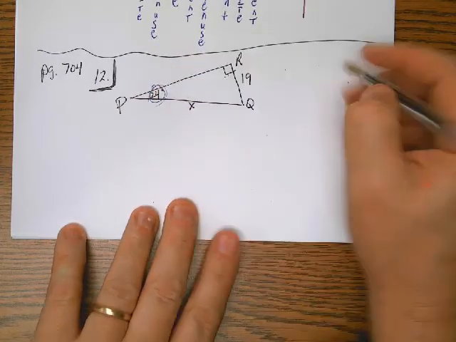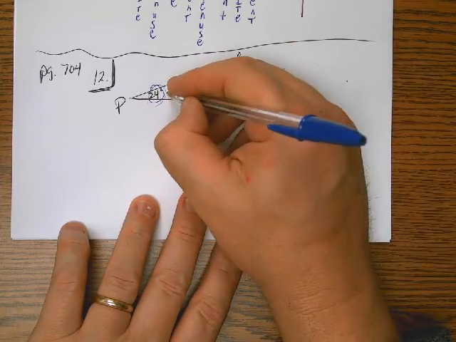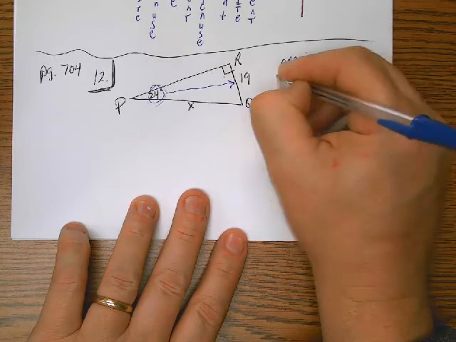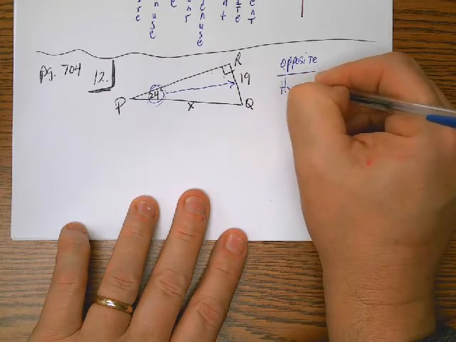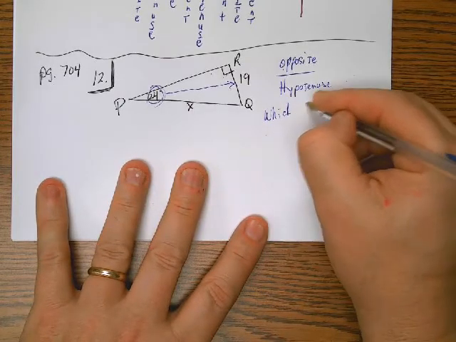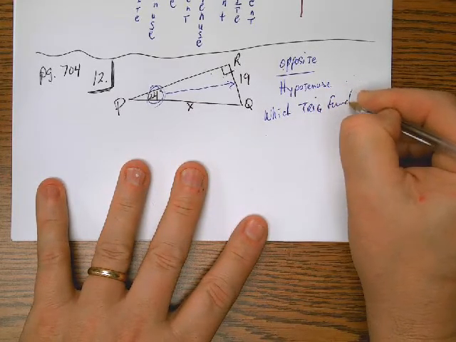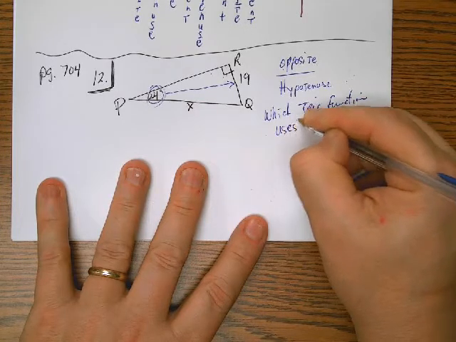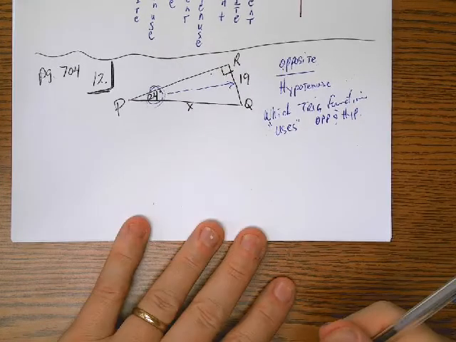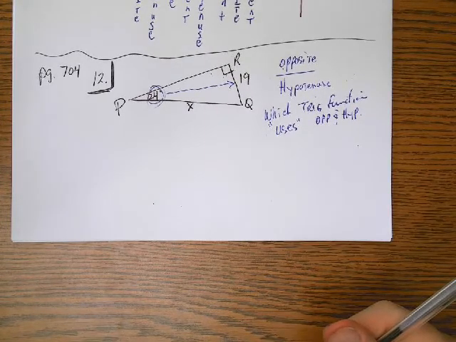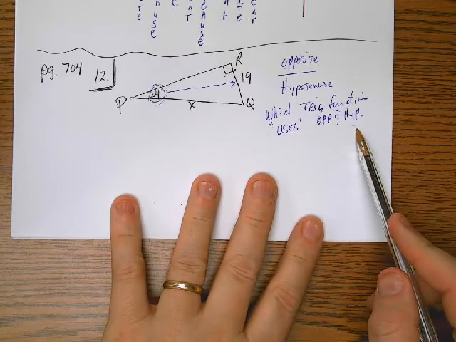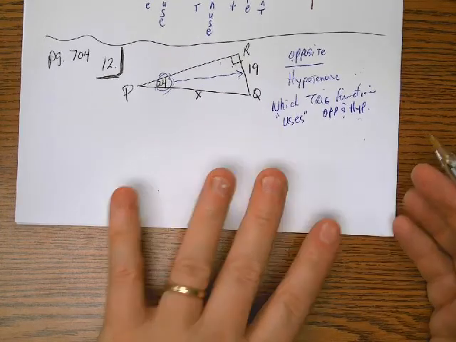Well, they've given us angle P. So I want to consider what else is given. Well, don't they give us an opposite side to angle P? And then they've given us the hypotenuse. And so the question in your mind is, which trig function uses opposite and hypotenuse? We've got 3 to choose from: sine, cosine, tangent. Which trig function uses opposite and hypotenuse? Sine. So that's the trig function that we're going to set up.